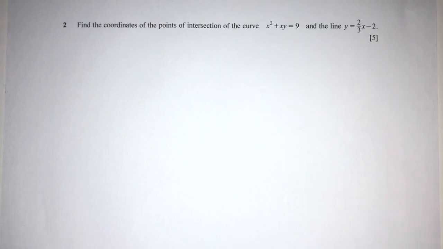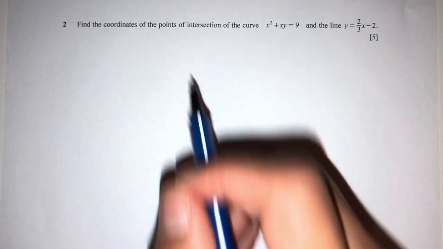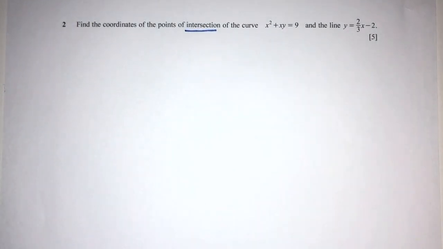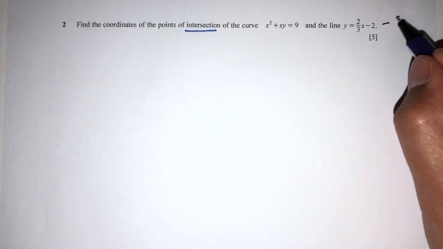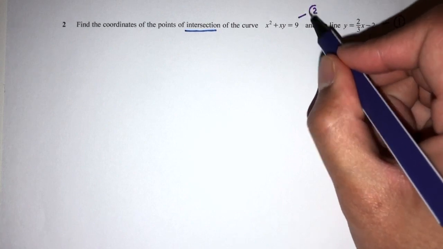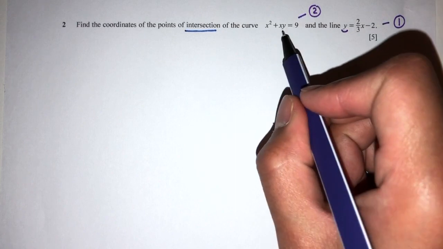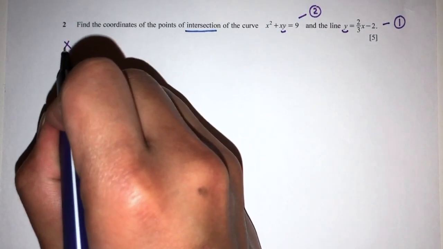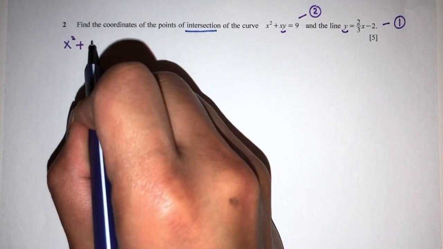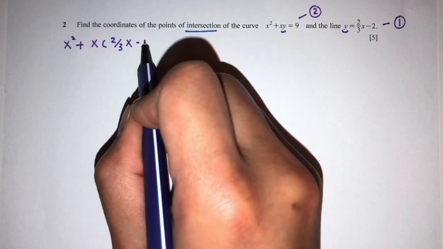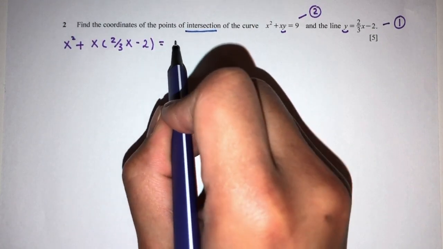Okay, so let's move on to question number 2. We have to find the coordinates of the points of intersection of the curve and the line. So whenever you see intersection, it means we have to solve these two simultaneously. Now here we have equation number 1, here we have equation number 2, right? So here we have y equal to this, we can replace y in this. You will have x squared plus x, (2 over 3 x minus 2) is equal to 9.